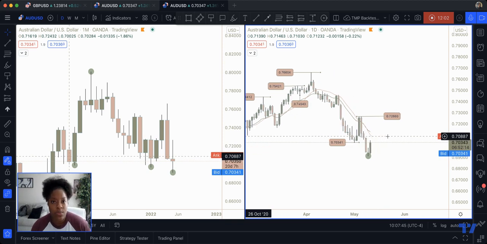So now here is where the analysis for what we could do can come into play. Let's just say price wants to keep going down for the rest of May. How would that look? How would you be able to enter into a trade? Well, this is how we would do it.